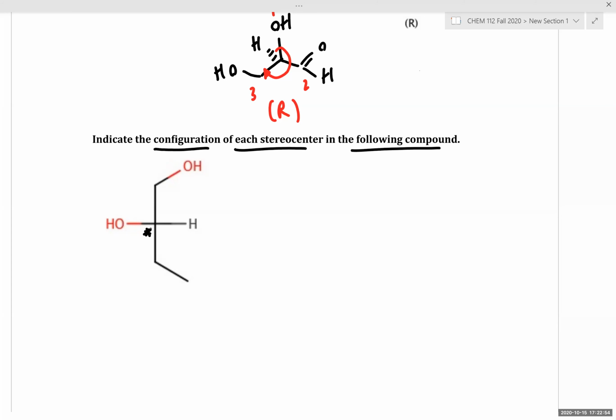What does everyone think for the stereochemistry of this stereocenter? Does anyone have a proposed assignment that they'd like to share, just so I can understand and get a sense of how everyone is approaching this problem.